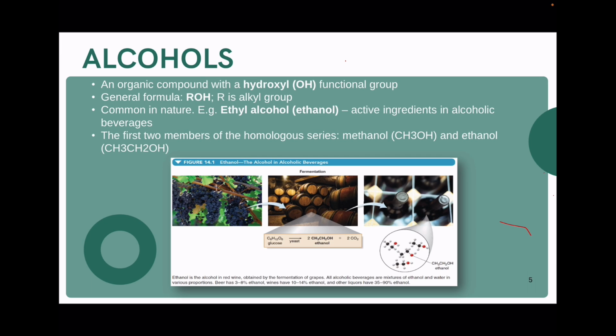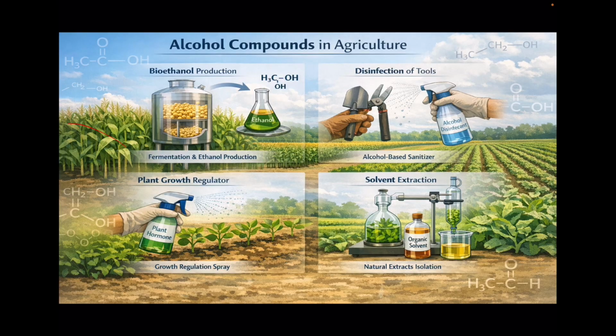What is alcohol? Alcohol is an organic compound with a hydroxyl functional group. The general formula for alcohol is ROH, where R is an alkyl group. And alcohol is very common in nature. For example, ethyl alcohol, which is also known as ethanol, is an active ingredient in alcoholic beverages. The first two members of the homologous series, which are methanol and ethanol, are very basic alcohol compounds.